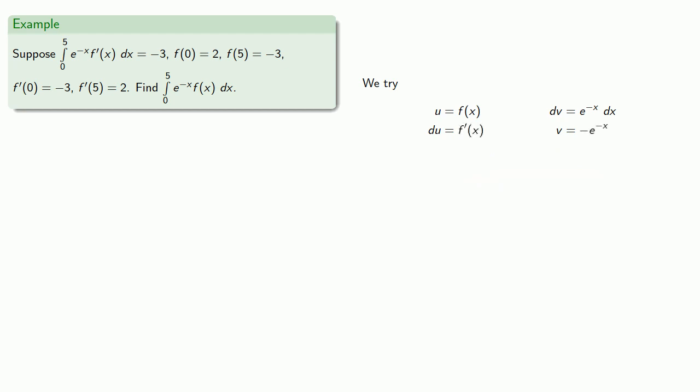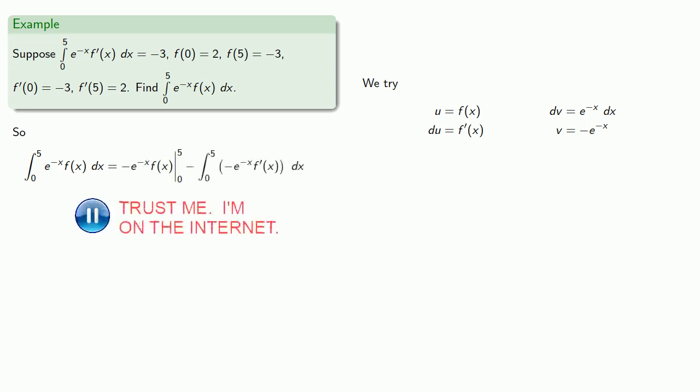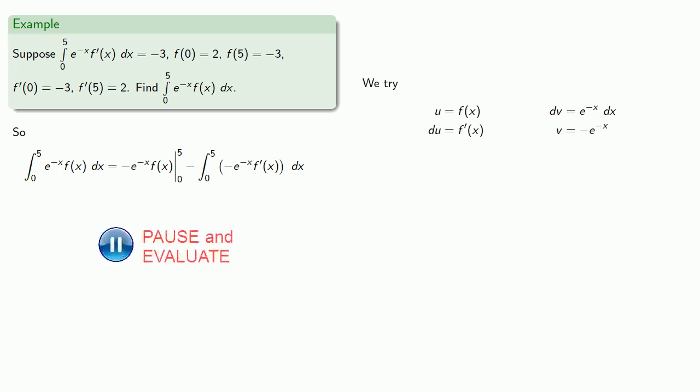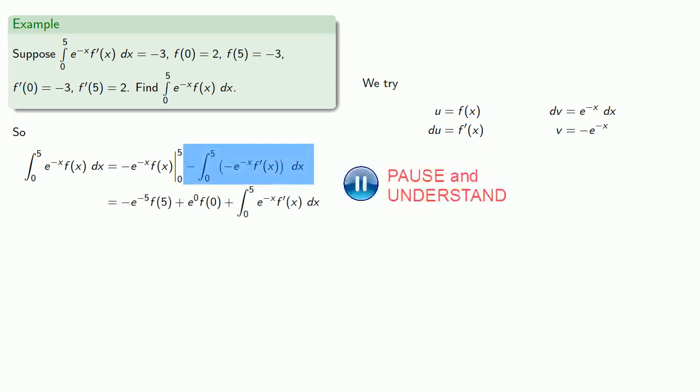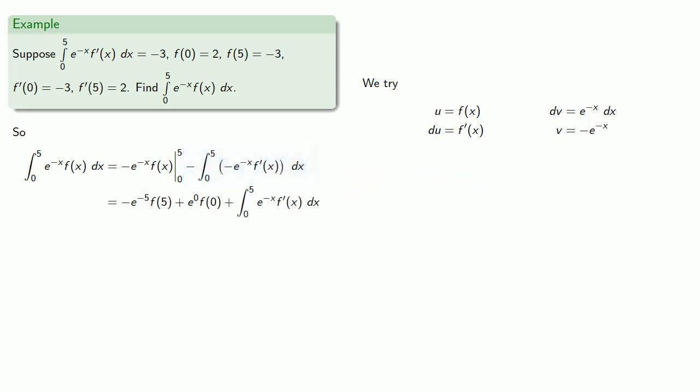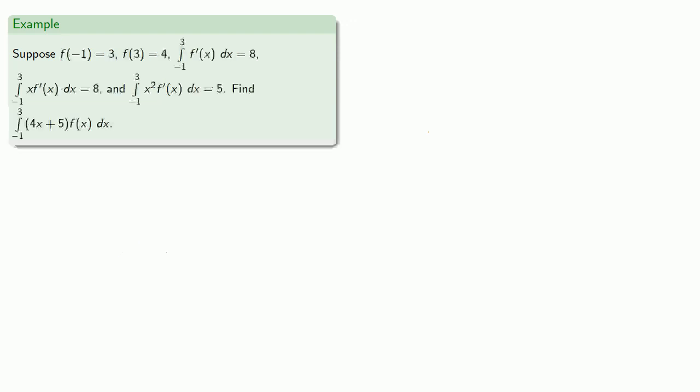And so integration by parts says that this integral is uv minus the integral of v du. We can evaluate the first function at 5 and at 0. The integral can be cleaned up a little bit. And we know the value of the integral. And the important thing to remember is that all of our rules of differentiation and integration still apply.